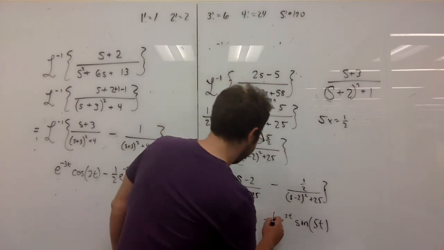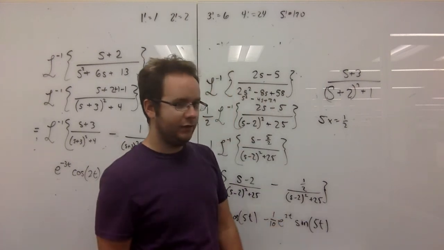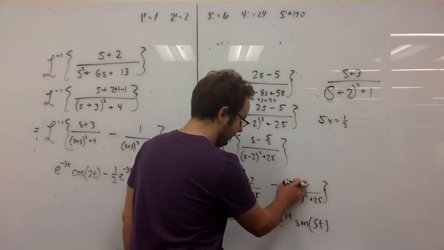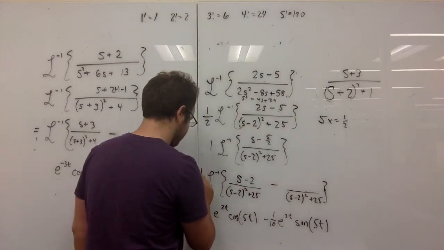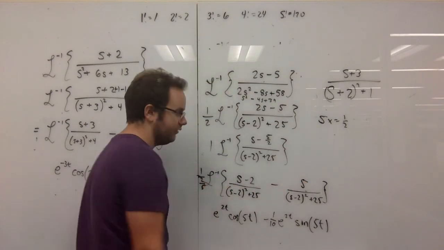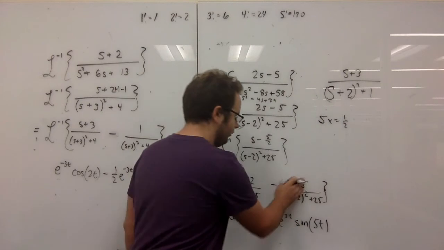1/10. I like doing it that way. You don't have to. If you want to, you can do the whole thing. Pull the 1/2 out, put a 5 here, a 5 on the bottom. 1/2 divided by 5 is 1/10. I think it's just cooler to do this.